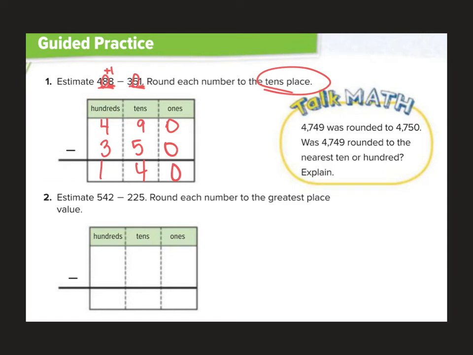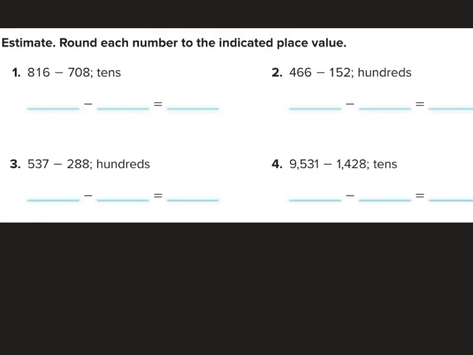Estimate 542 minus 225. Round each number to the greatest place value. In this case, it's both the hundreds place. So circle the 5, underline the 4. The 4 tells the 5 to stay the same, 500. 225, circle the 2, underline the 2. The 2 tells the 2 to stay the same, 200. Subtracting, 500 minus 200 is 300.